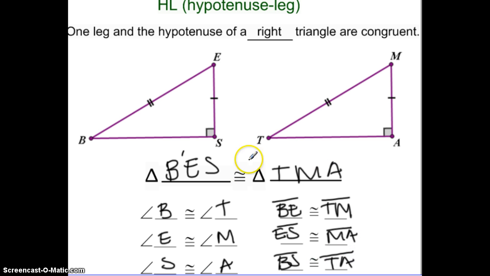Okay? Tomorrow in class, we're going to be talking about this side-side angle and how it relates to triangles that are not right triangles. Okay? So now this concludes your packet. On the back, you should have proofs, and we're going to do those together as a class.